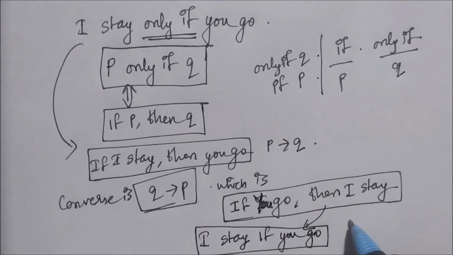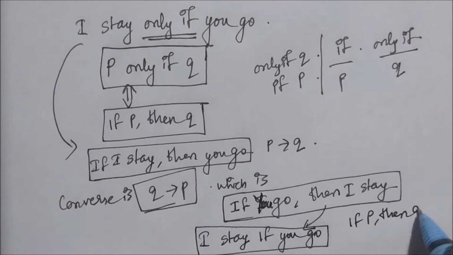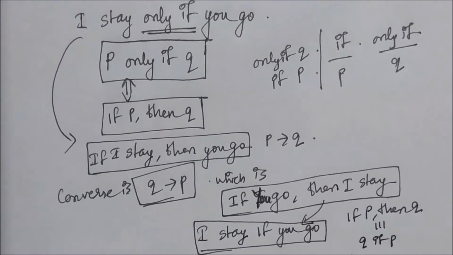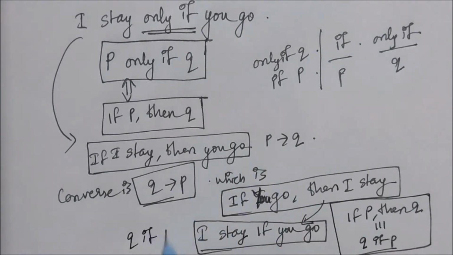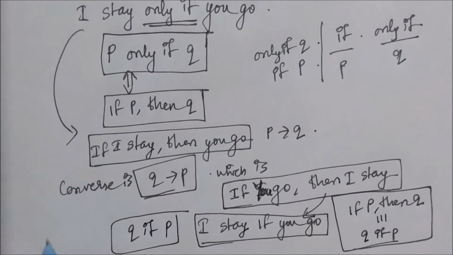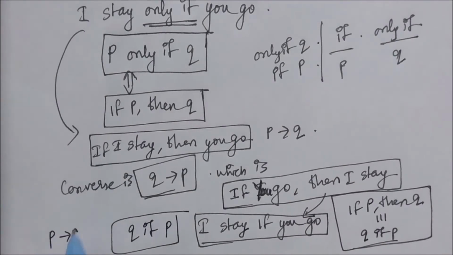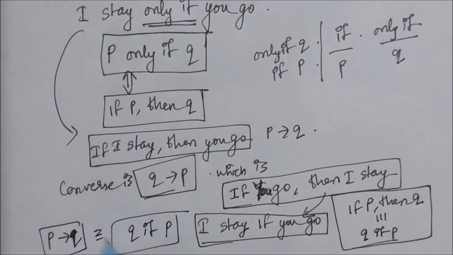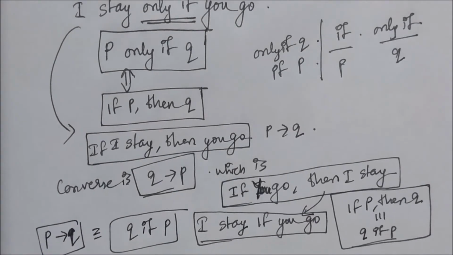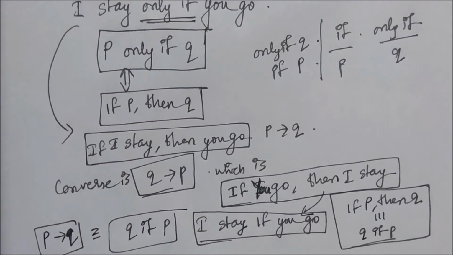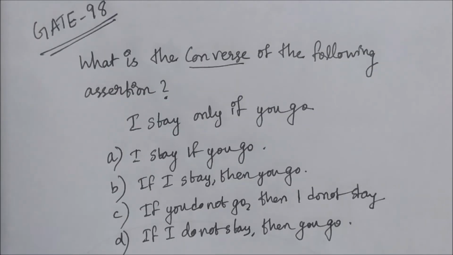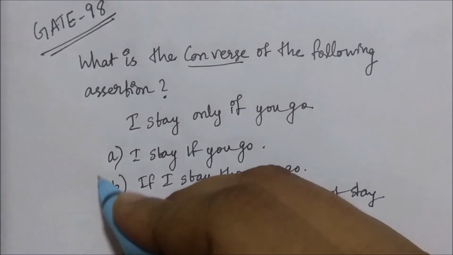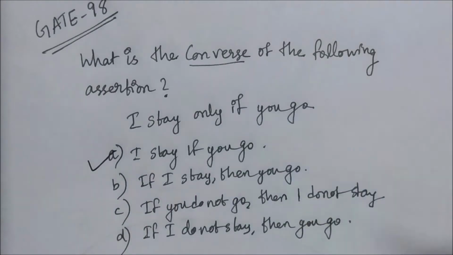How? If P then Q is equivalent to saying Q if P. Remember, if comes before P in "if P then Q", and if comes before P in "Q if P". That's a shortcut way of understanding the equivalence between these two statements. So here we got the final statement as "I stay if you go". Now we converted the statement "if you go then I stay" to "I stay if you go", looking at our options, right? So we have to look at our options to see which answer is suitable. "I stay if you go" is the correct answer.